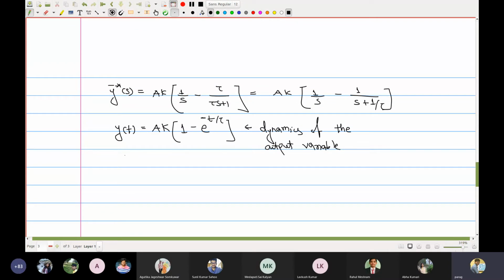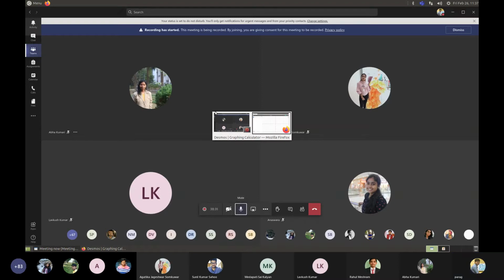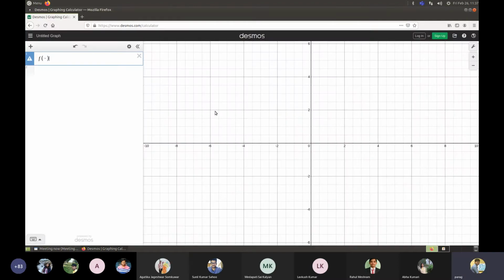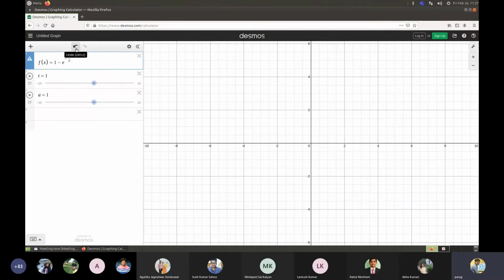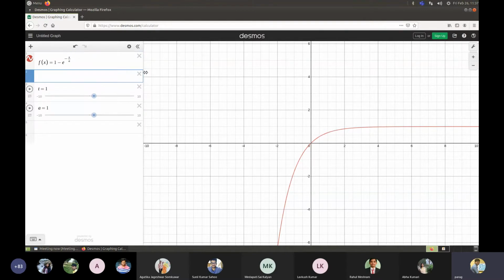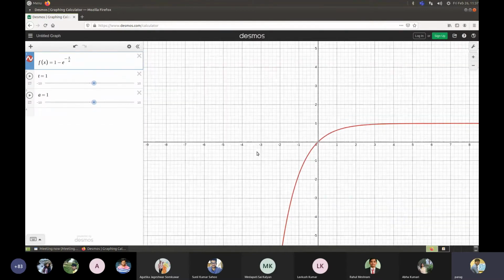So let me draw this. AK is simply a constant, so I will put it as unity. So I need to plot y of t as 1 minus e to the power minus t by tau. So let us try to plot it. f of x equals 1 minus e to the power minus t upon tau. So let's call that a. Okay, there is a problem, it should be x. Yes, fine. And throughout this analysis, we won't be bothered about negative time.